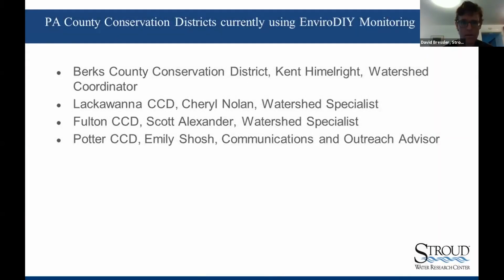So there are a few county conservation district folks that are working with these stations currently. I have an example of some of the data that Kent has been collecting in the Manor Creek watershed. Cheryl, of course, spoke yesterday about her work. Scott's got a station there in Fulton County, and then Emily up in Potter County has a station as well.